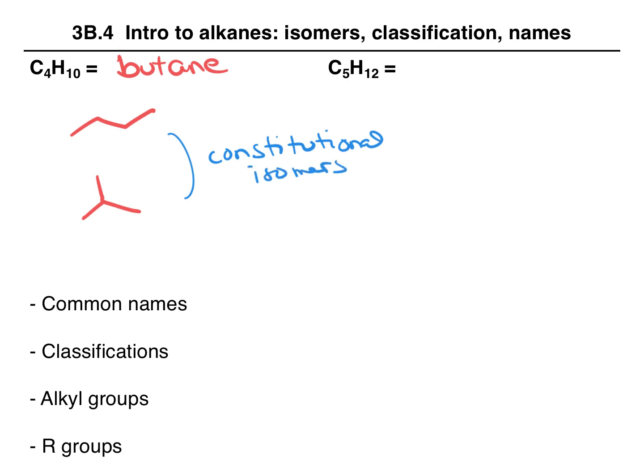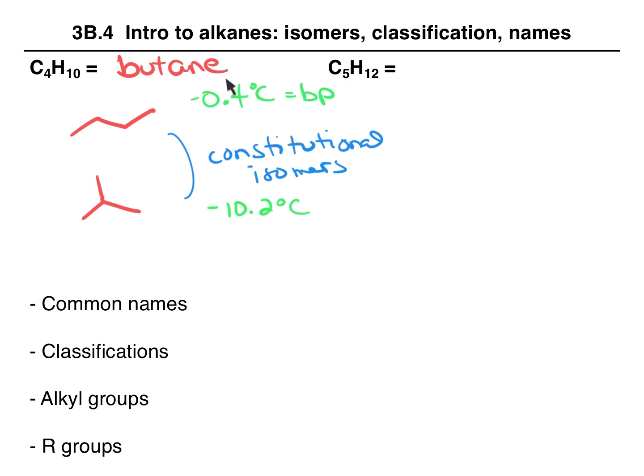They have the same molecular formula, C4H10, but they have different connectivity. So they are constitutional isomers. These compounds are going to have very different properties, different chemical properties, different reactivity, in other words, and also different physical properties. For example, the top one has a boiling point of negative 0.4 degrees Celsius, and the bottom one, its boiling point is negative 10.2 degrees Celsius.